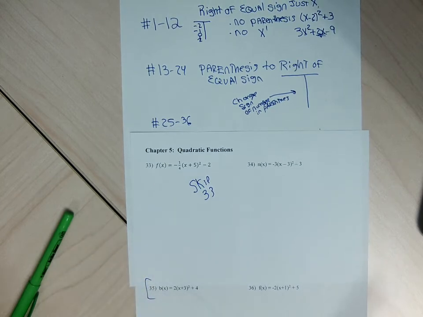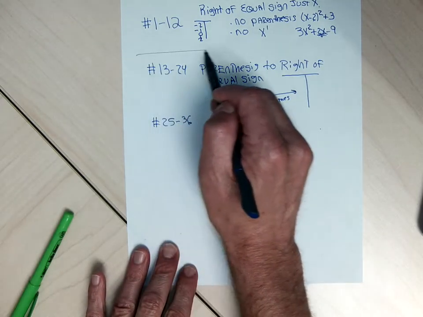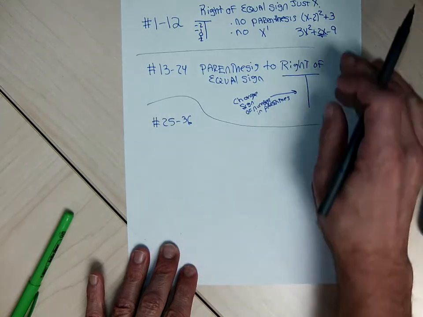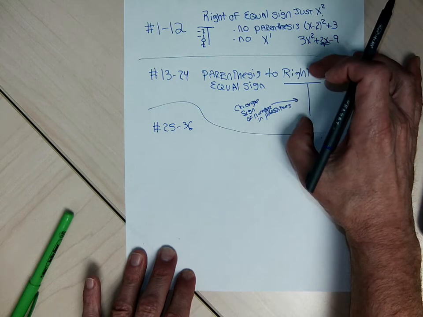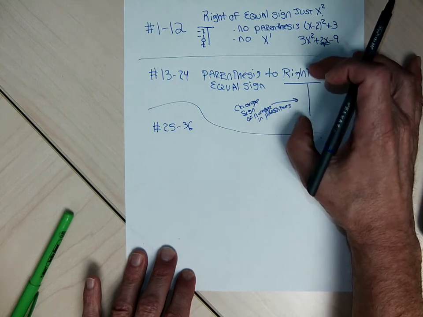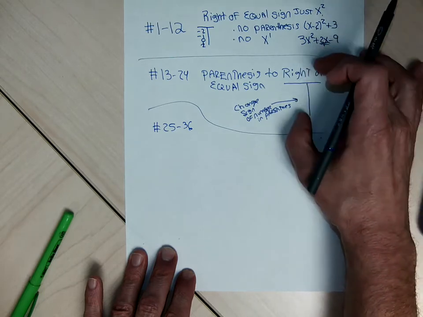I'll move on to the last kind of problems that we're going to have to graph, which are the problems from 37 through 48. So 1 through 12 were all -2 to 2 tables. 13 through 24 were all parentheses tables. 25 through 36 were a mix of -2 to 2 tables and parentheses tables.